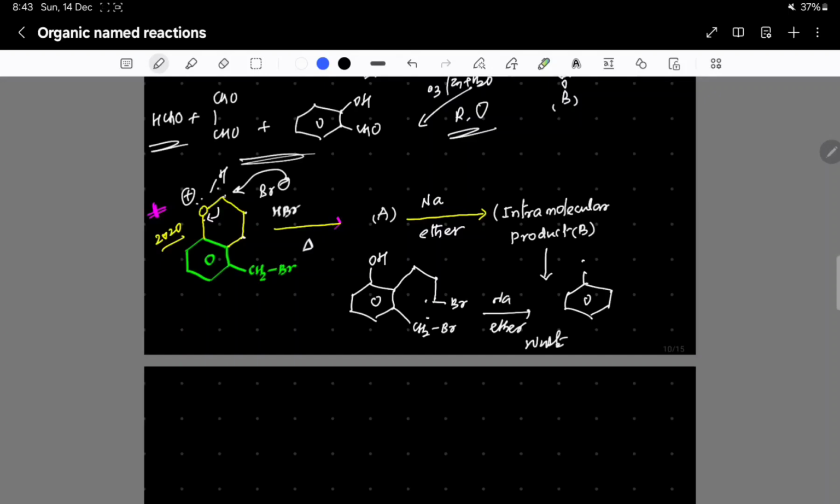Now this OH is as it is, right? This is the possible product. Now the total number of carbon atoms is 4 only. Now 1, 2, 3, here 4. 1, 2, 3, 4. Right, now this is our possible product.